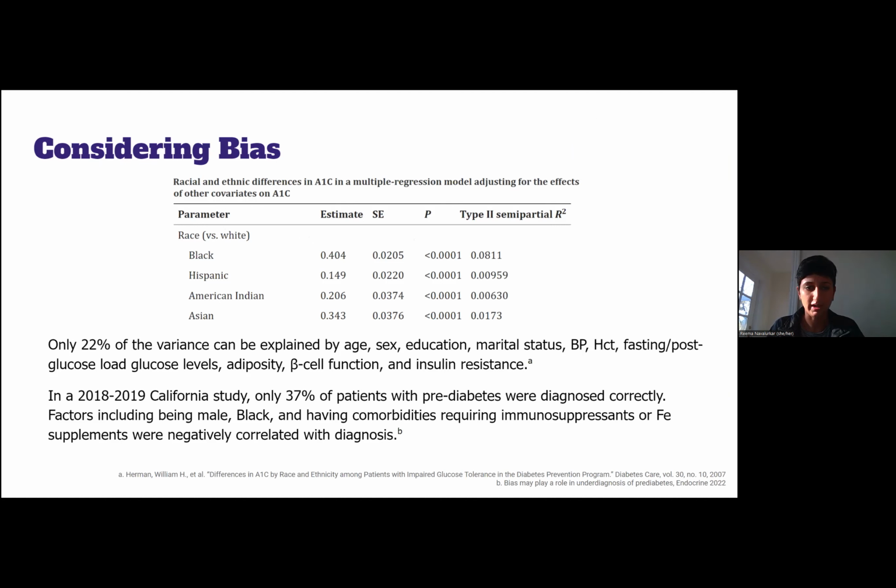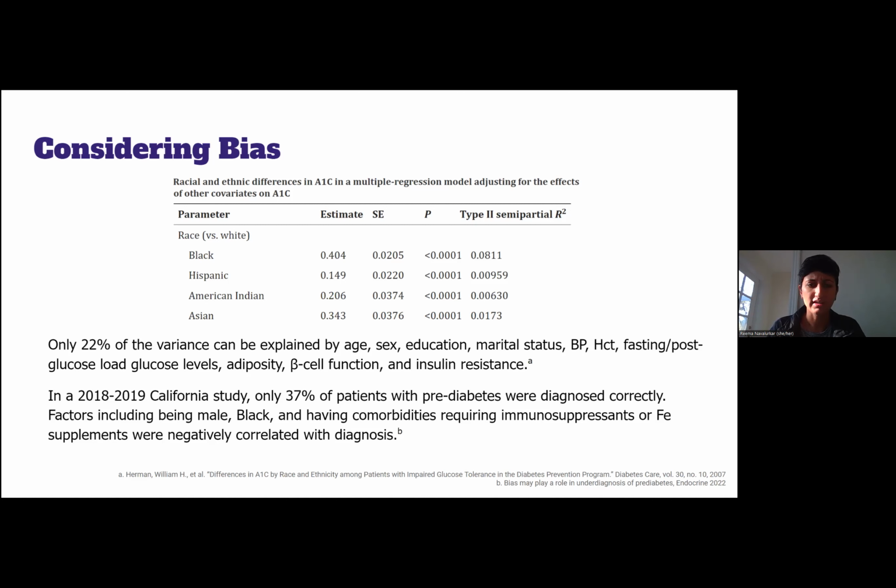The study I read adjusted their analysis by age, sex, education, marital status, all those things you see in the middle of the slide, and still like 78% of the variance was still not explained. A subsequent paragraph in the study said that they tried to adjust for degrees of access and care, and it was still not explained, although I don't know what they did because they kind of glossed over that.